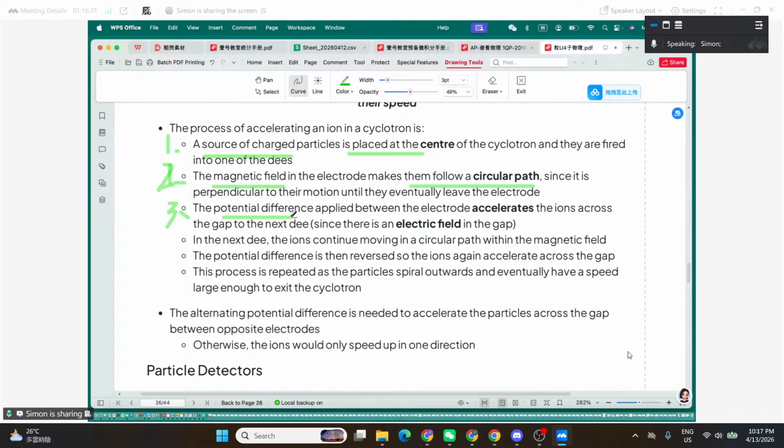And we know the electric energy will transfer into the kinetic energy of the charged particle. The fourth one is that in the next D, the ions will continue moving in a circular path, because there is the magnetic field. And finally, this process will be repeated as the particle spirals outward and eventually has a speed large enough to exit the cyclotron. Understand now?